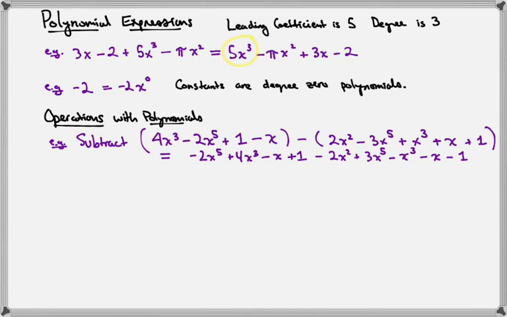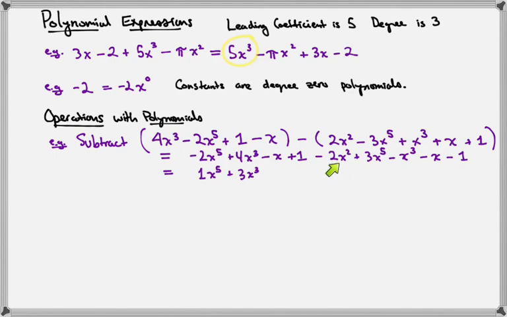We now compare each degree. The highest degree I see is degree 5, and so I'm going to combine those terms. It's 3x to the 5th minus 2x to the 5th. That leaves me with 1x to the 5th left over. We've taken care of that highest degree term. I now look for the next degree that I see. It's going to be x cubed that appears in either polynomial. So it'll be 4x cubed minus x cubed will give me positive 3x cubed.